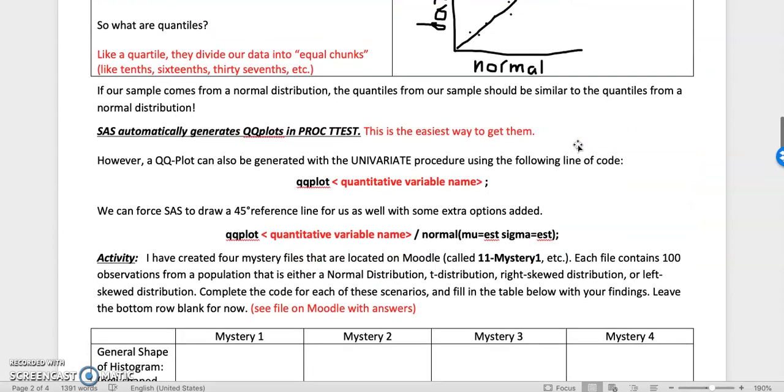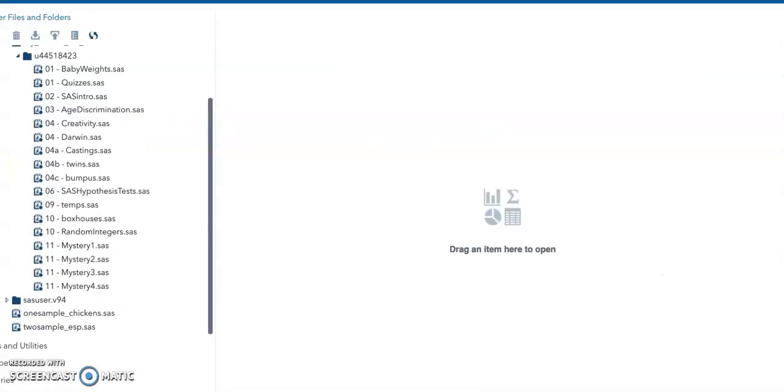SAS has actually been generating these automatically for us. Every time we run a proc t-test, there's going to be a QQ plot, or possibly two QQ plots, that get generated. This is really the easiest way to get these. There's some code here to also do this in the univariate procedure. When you use proc univariate, in the past we've seen that we could have a line that said histogram and then the name of a quantitative variable. We could do the same thing: we could put QQ plot and the name of a quantitative variable, and it would give us a QQ plot along with our output. I'll show you that real quickly.